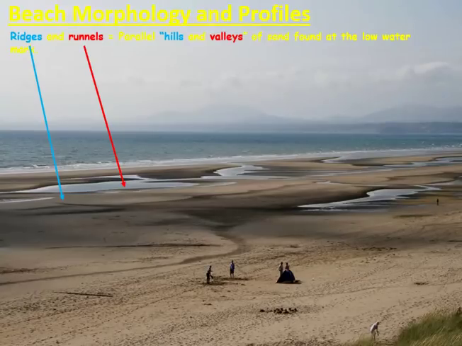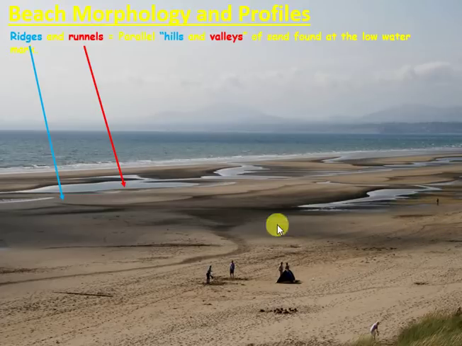Next one is, well, these kind of work together, alright, because one forms as a result of the other. So we group them together, and they're called ridges and runnels. Alright, and the definition of ridges and runnels: the ridges are parallel hills, and runnels are the depressions or the valleys found at low water mark. So when the tide goes out, you can see these. Obviously, if the tide was in, then they'd be covered at high tide as well.